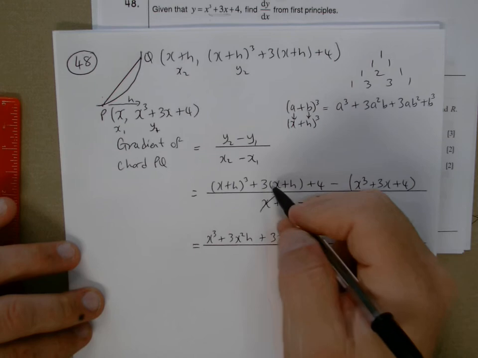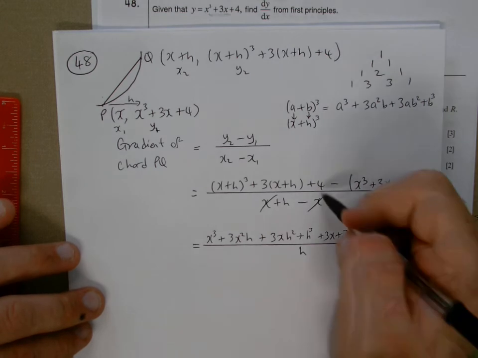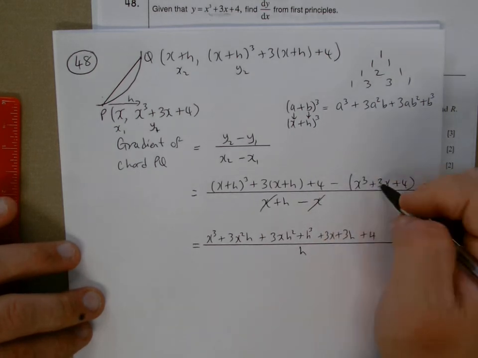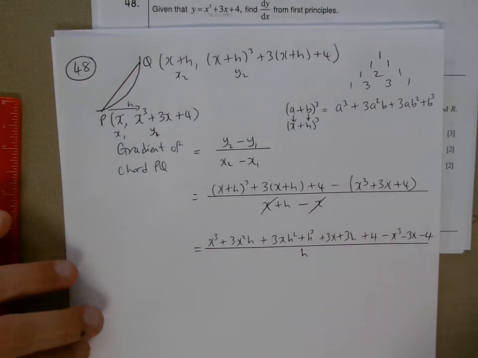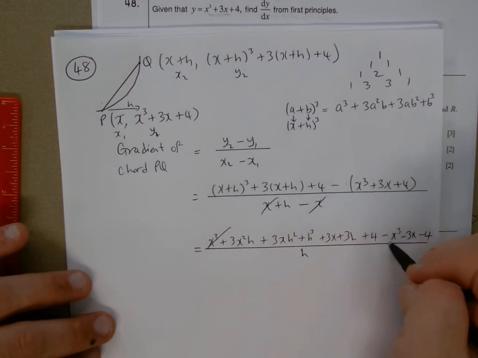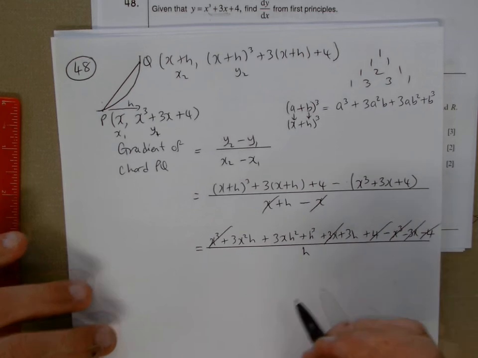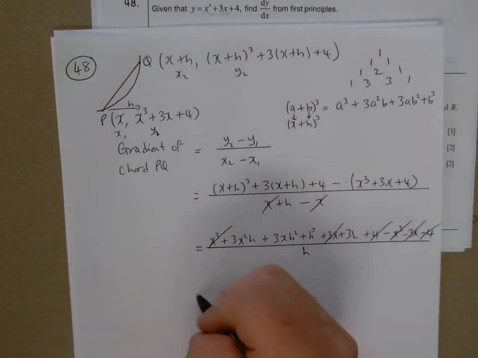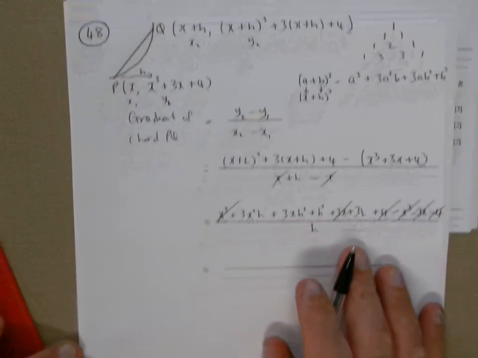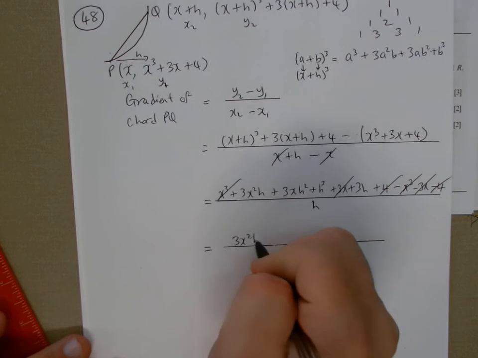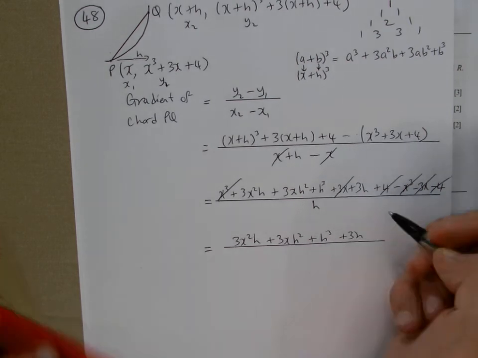Expand that bracket then, I get 3x plus 3h, plus then the 4, and then the minus applies to everything here. So minus x cubed minus 3x minus 4. So the x cubes cancel, the 4's cancel, the 3x's cancel. So I'm just left with these terms at the top: 3x squared h plus 3x h squared plus h cubed plus 3h, all over h.